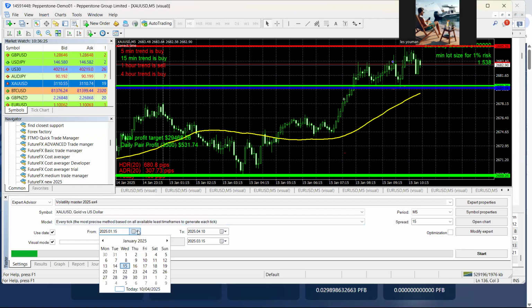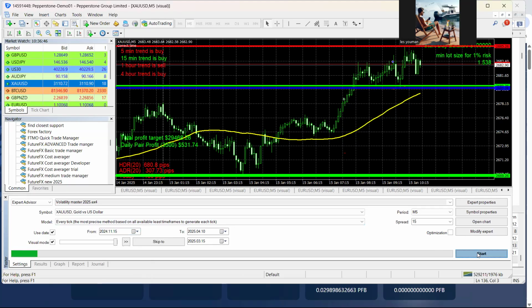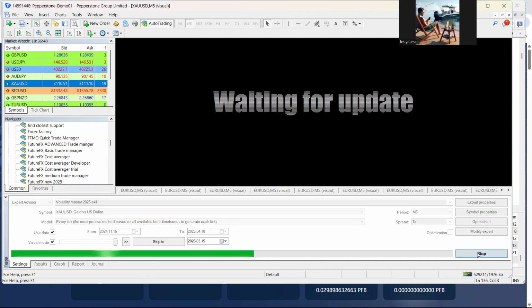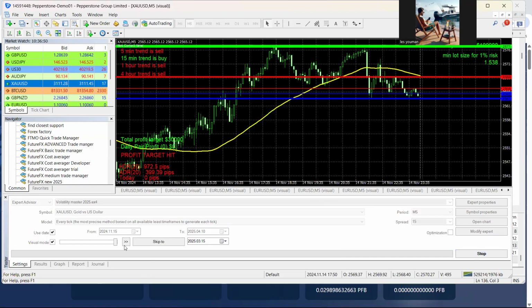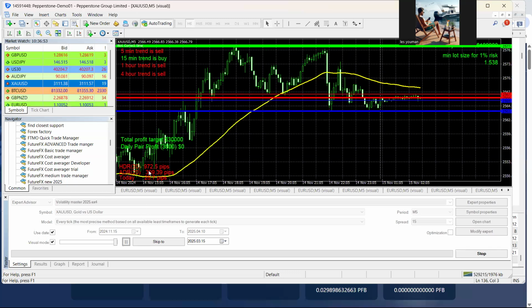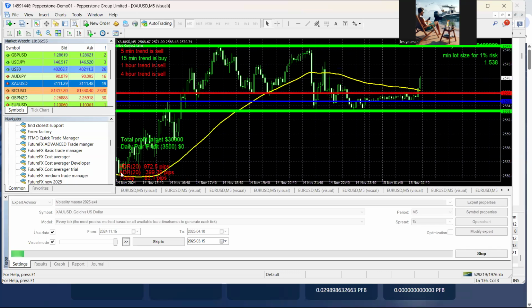Alrighty, I want to go through a few features and settings to do with Volatility Master in regards to varying volatility from time to time and how you can adjust settings to suit. So let's go back to November and we'll just start up the back tester. And you can see the average, let's just pause it. The average daily range is 399 pips.